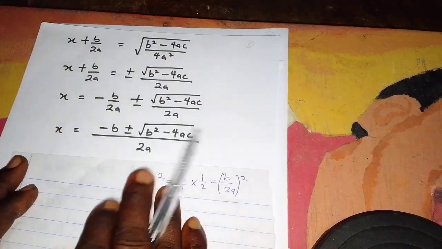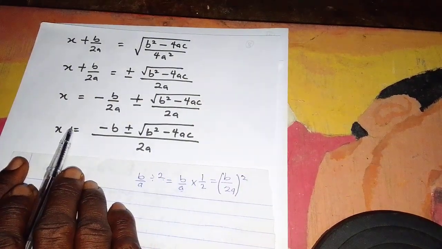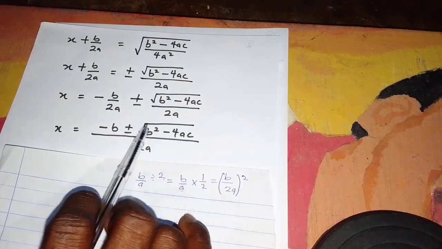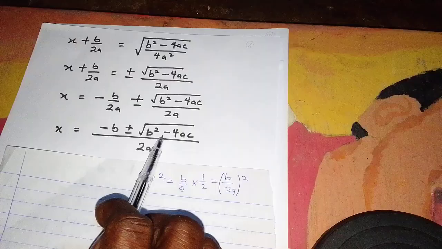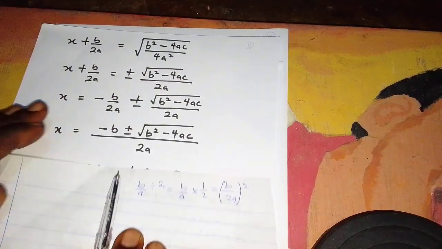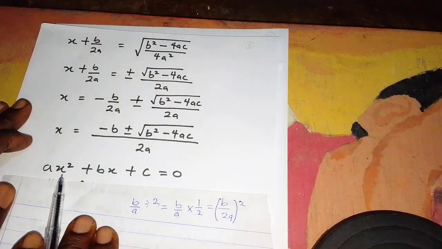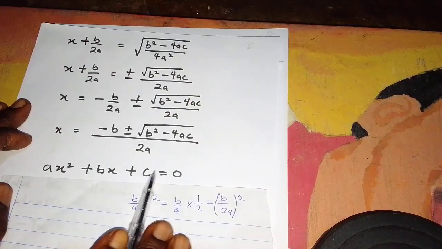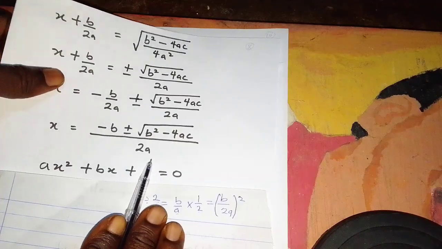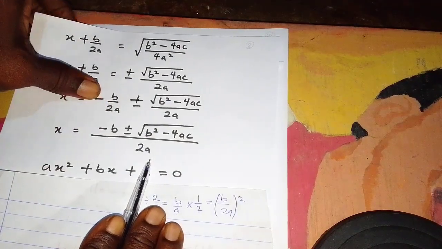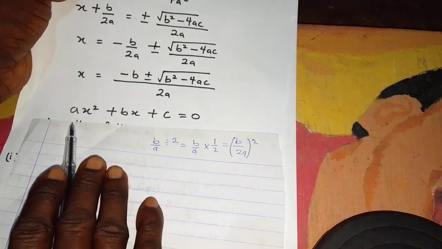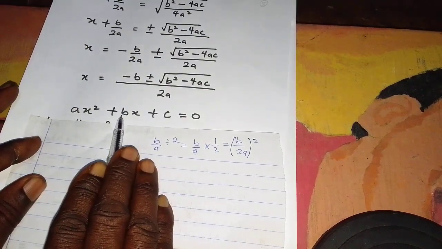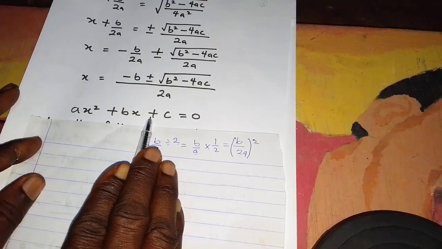So the formula for the quadratic equation, the quadratic formula, is x equals minus b plus or minus the square root of b squared minus 4ac, over 2a. Now, the equation we are talking about is ax squared plus bx plus c equal to 0. So before you can use this formula, you take the coefficient of x squared to be a, the coefficient of x to be b, and the constant to be c.